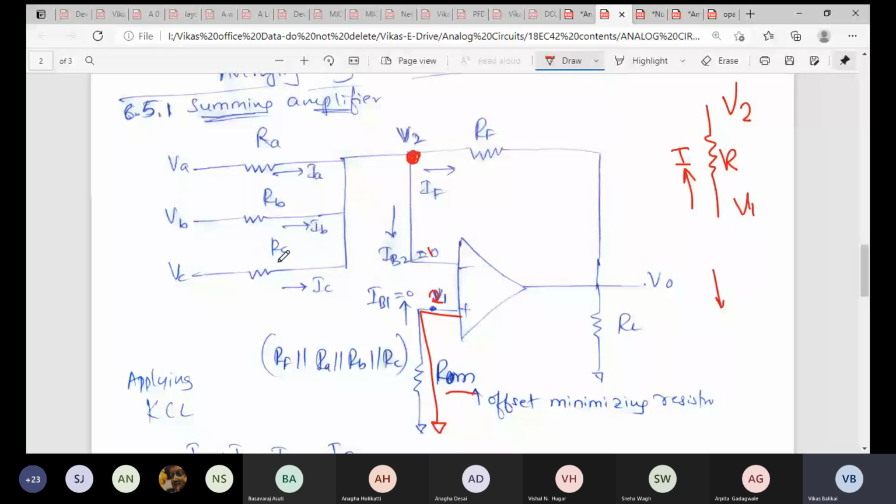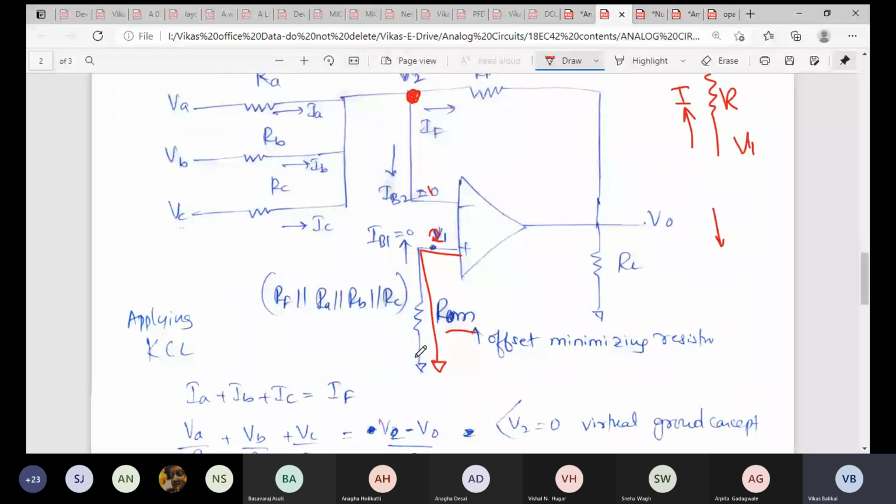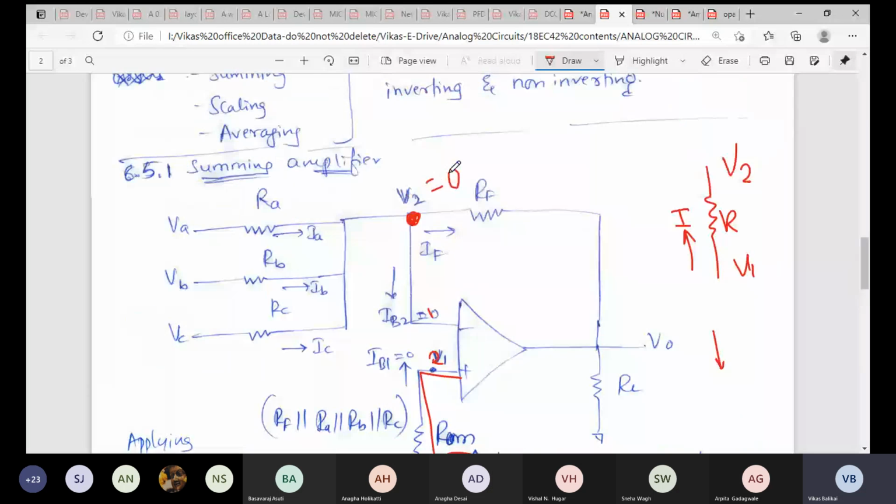But since V2 is virtually grounded, from the concept of virtual ground, see where the other terminal is connected: it is connected to ground. Since this is connected to ground, its potential is 0 volt. So if this is 0 volt, then this will also be 0. So in VA minus V2 divided by RA, the V2 term will be 0. That is what I did with VA minus V2 divided by RA.